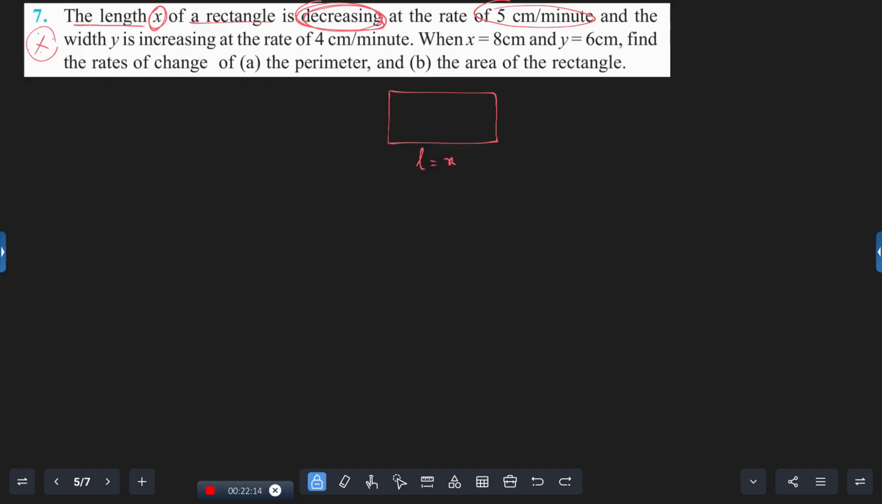Length means what? x. So dx divided by dt, it is given only, now you write dx divided by dt. Decrease they mentioned, decrease means minus, decreases 5 centimeter per minute. 5 centimeter per minute. Okay, right. And the width y, they have given, width what, Raja? Width y is given, that is y. This is length.